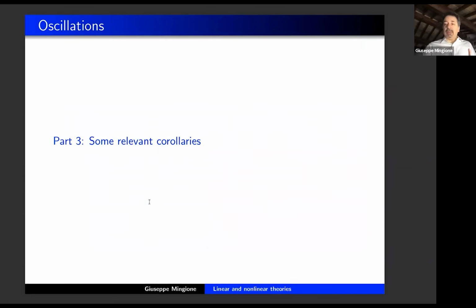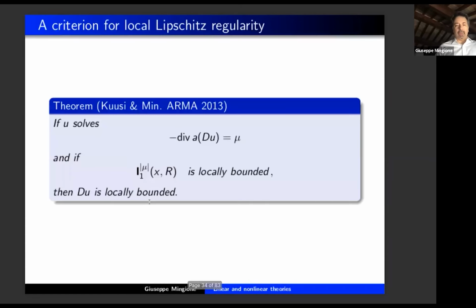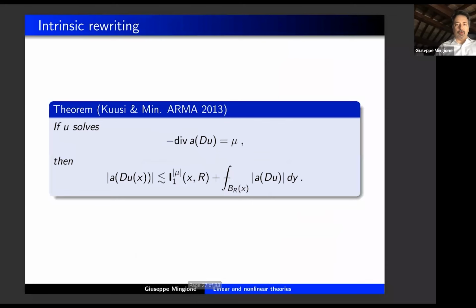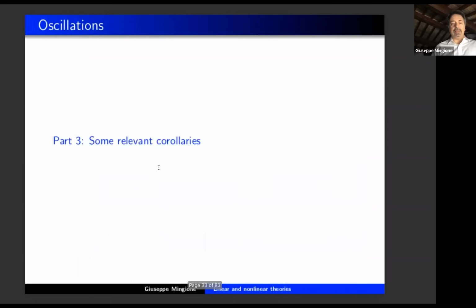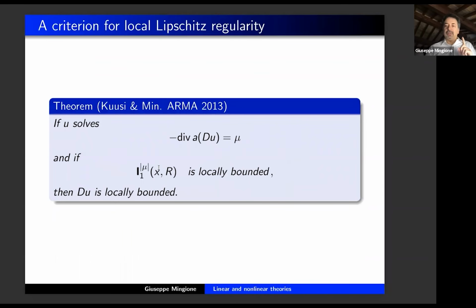Okay, let me get some relevant corollaries that could be of interest. First of all, let me go back to the Riesz potential estimate that I showed you before, this one. You can bound for any general equation. Now let me go back to the scalar case. You can bound Du by the Riesz potential. So as a corollary, if the Riesz potential is in L infinity, then the gradient is locally bounded, essentially bounded. And this is a trivial corollary. So if the Riesz potential is bounded, then the gradient is bounded.